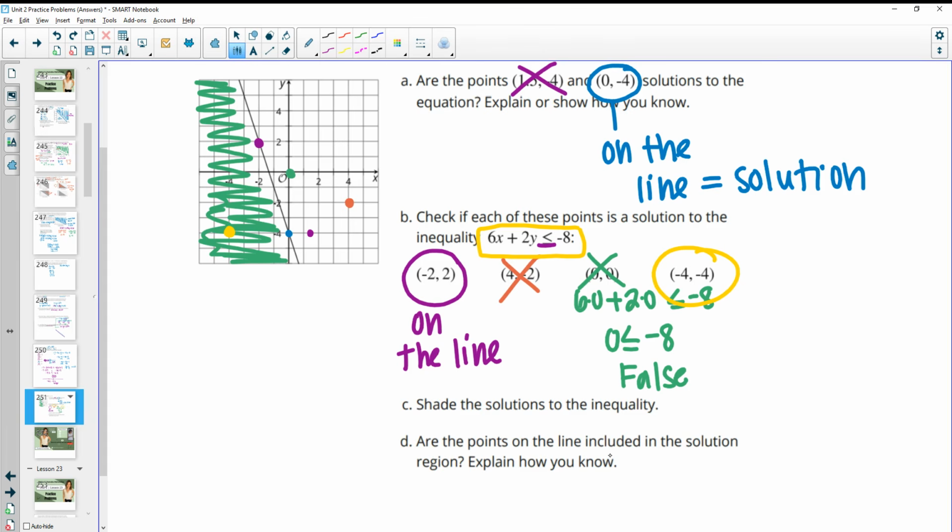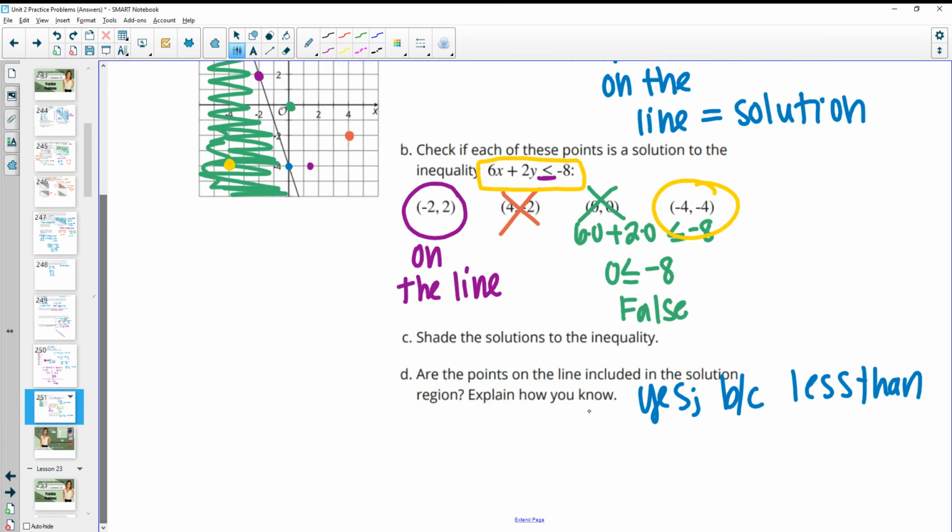And then are the points on the line included in the region? And yes, and I talked about that here. Yes, okay, because it's less than or equal to. So less than or equal. Okay, and that's because of this line right here means equal to, which means that the boundary line is part of the solution.